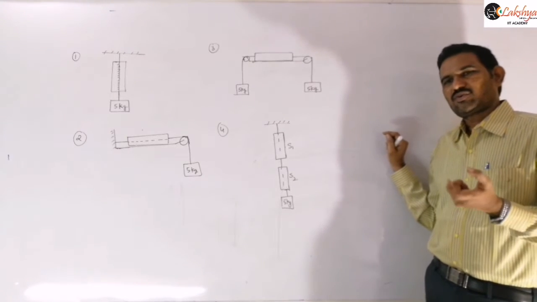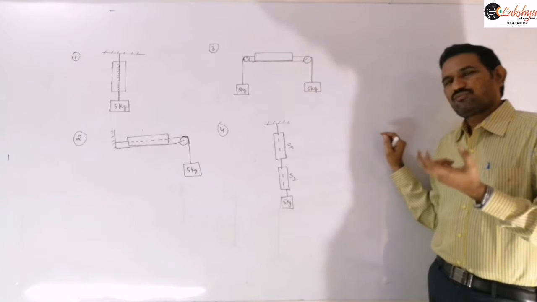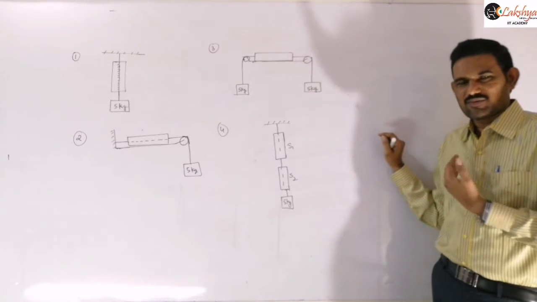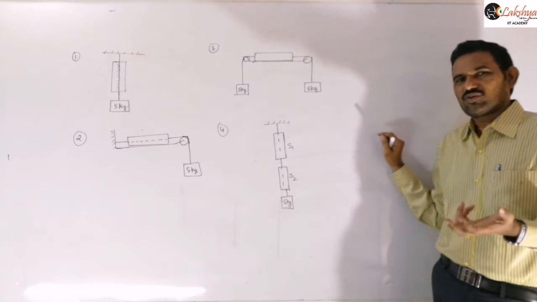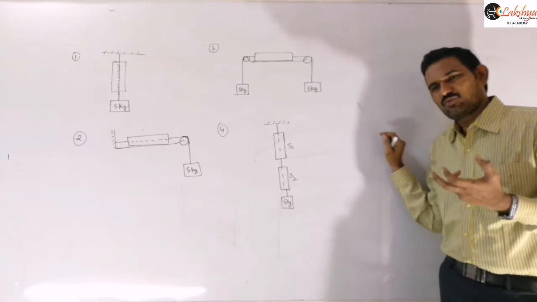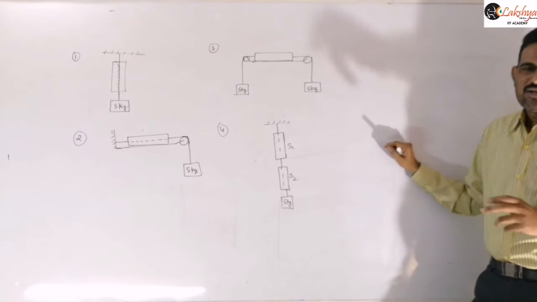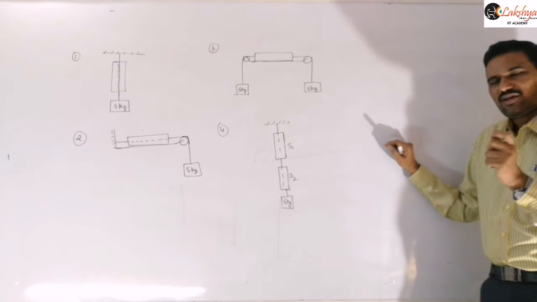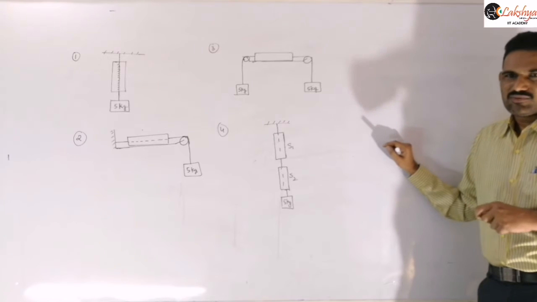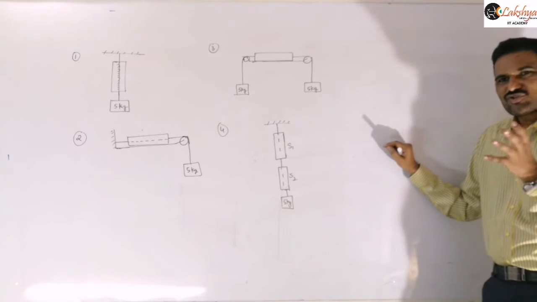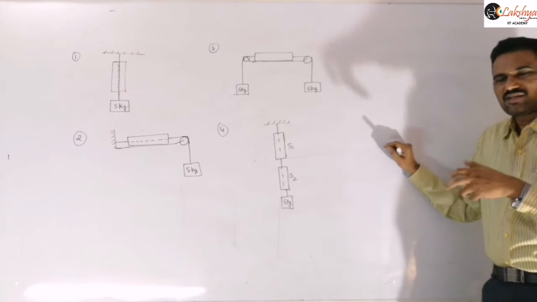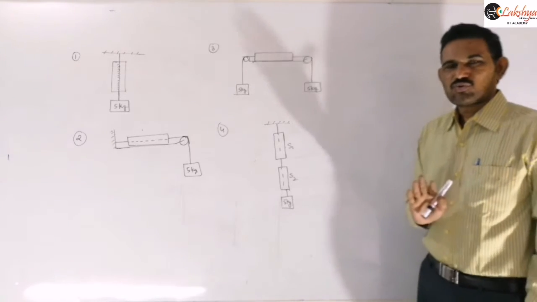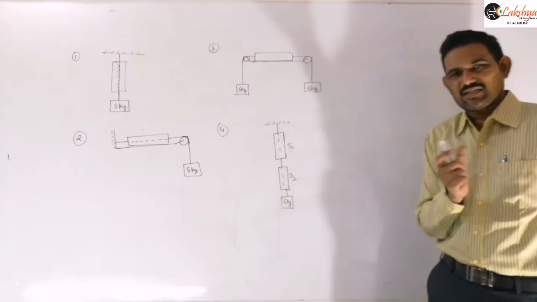By noting that, if they ask, for example, to find the reading of the spring balance, in the options they may give kgs. So you need to observe the unit, whether they are giving weight or mass. Is it clear? Sometimes they will give the weight of the object as 10 kg, which is nothing wrong here. You need to take that as the mass of the object being 10 kg. Weight means you need to multiply with the g value, right? So don't confuse the words weight and mass here.